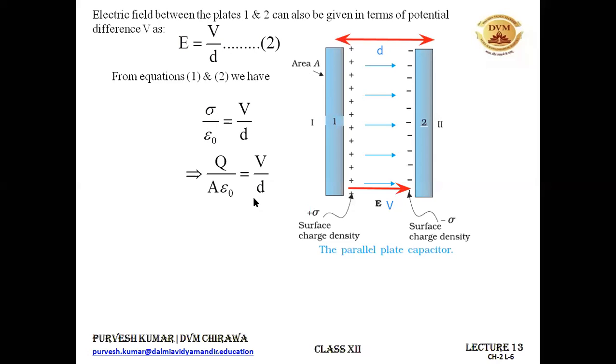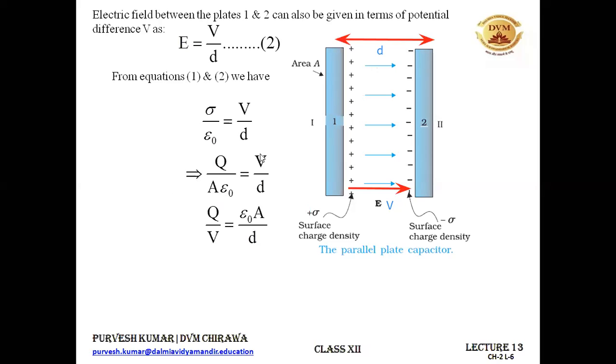Now, our job is to find the capacitance for this parallel plate capacitor. And we know this capacitance is equal to the ratio of charge to the voltage. So what we have to do, we have to take this V in the denominator of this charge Q and all other terms to this side. So let's do that. Q upon V comes out to be A epsilon naught by d.